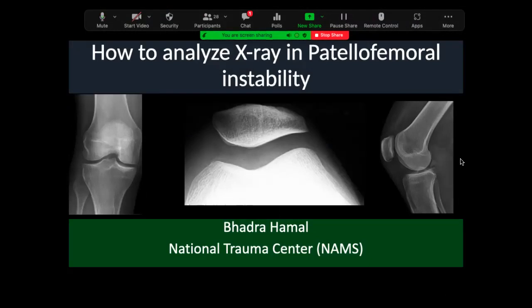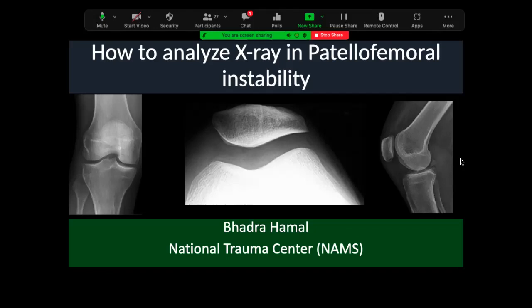Good morning, respected all. My topic for presentation is how to analyze X-ray in patellofemoral instability. As Amit sir said that he was very stressed about how to simplify it yesterday night, you can guess what had happened to me in this very enigmatic patellofemoral instability topic. I would say it is a silent epidemic, and it is very difficult to analyze X-ray, and we are not used to going deeply into this topic. There are so many things which we frequently miss in X-ray.